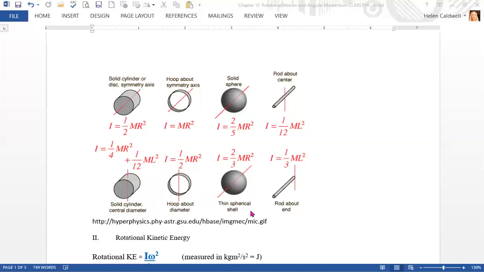And then a thin spherical shell, well, that's a hollow ball. And then a rod about the end, that's like a windshield wiper.